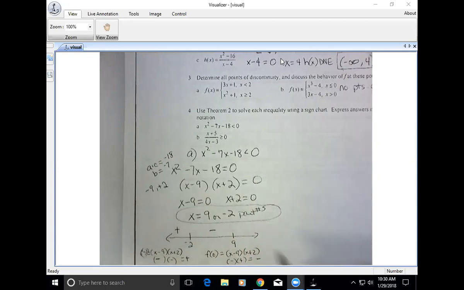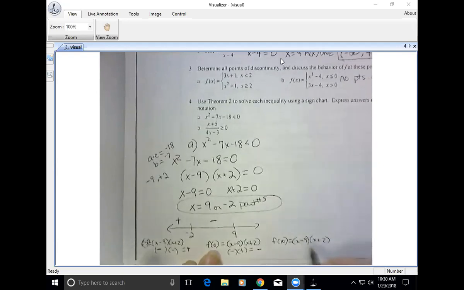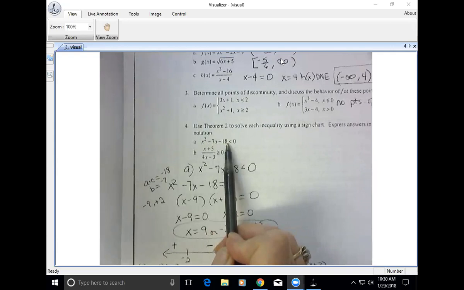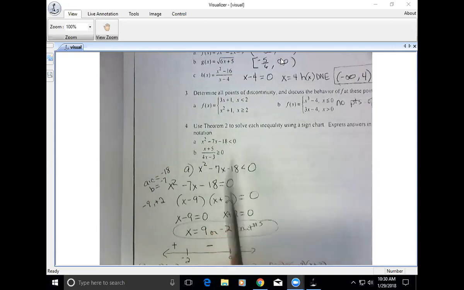Now let's see what happens to the right of 9. What would you want to use? So let's try f of 10. If I plug in 10, what's 10 minus 9? 10 minus 9 is a positive. And 10 plus 2 is a positive. And what's a positive times positive? Positive. Okay. Now when I look at my sign chart, I ought to be able to answer the question, where would I get a negative value for plugging something in for x in this function? It's in between -2 and +9.